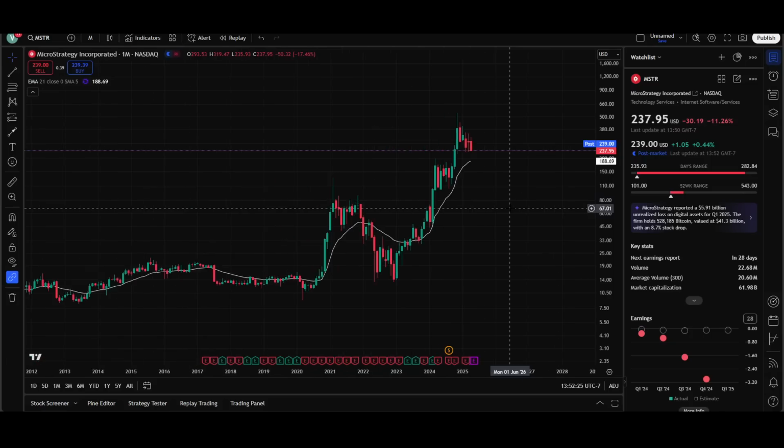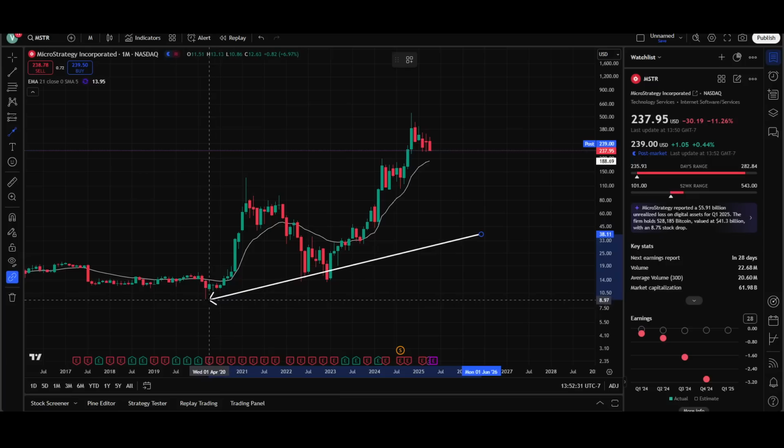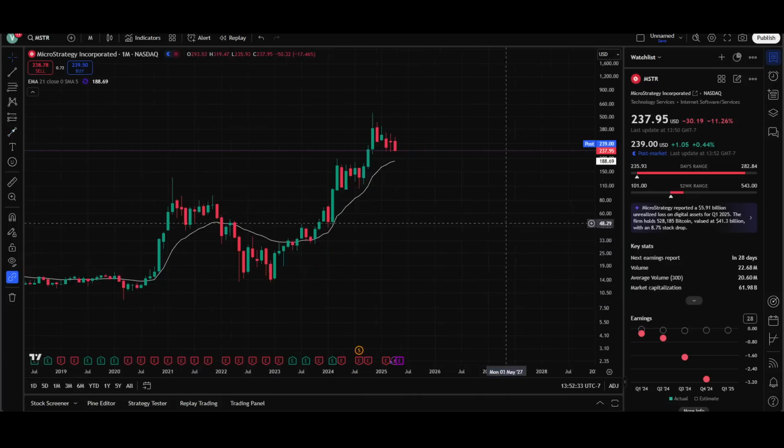So I don't think this is going to continue crashing all the way down to lower prices. Even this crash right over here cannot get down to this crash over here. So there are higher lows being made in the market.